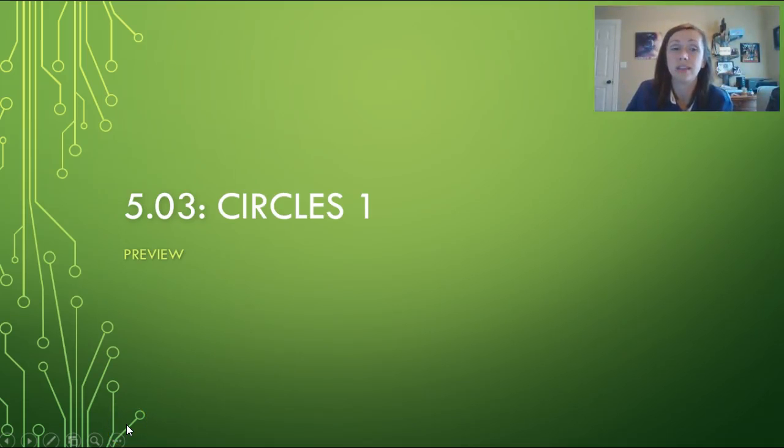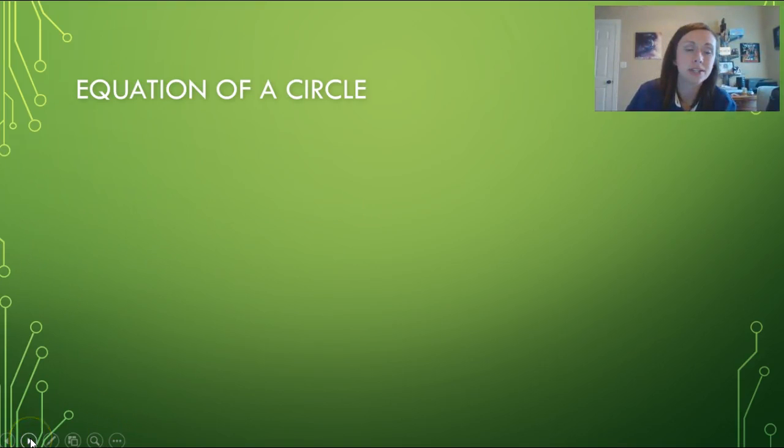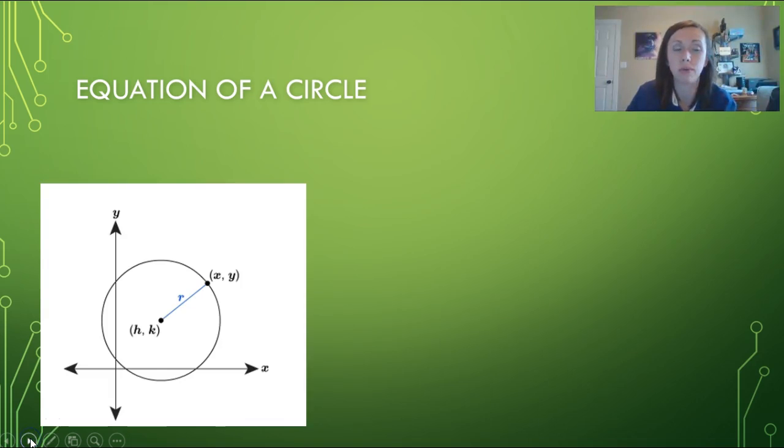5.03 is the first lesson about equations for circles. So let's look at the equation of a circle. If we began with a circle such as this in the coordinate plane, right now the center point coordinates are unknown, so we just use the letters H and K to represent them. The radius is unknown, and then we have another point on the circle that's unknown.